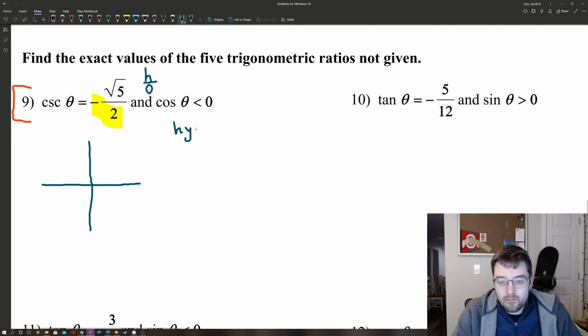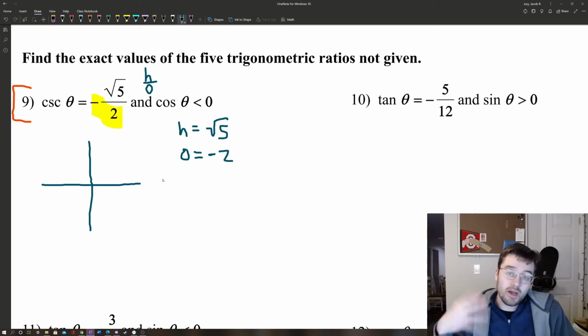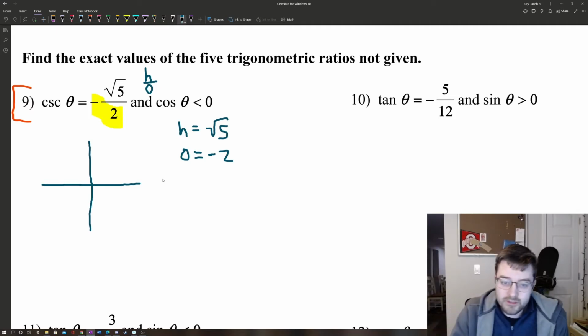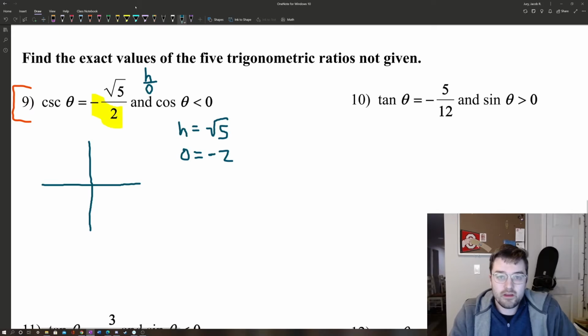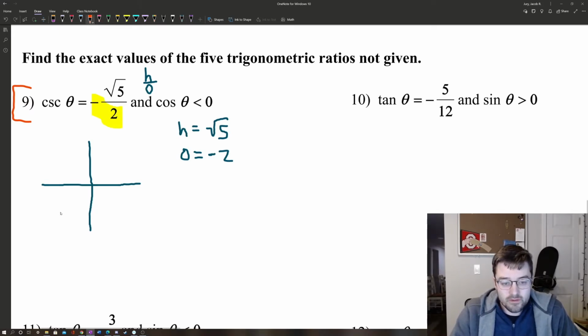So, I'm not going to spell that all out. I'm just going to put H. Our hypotenuse has to be positive radical 5, where our opposite needs to be negative 2. So remember, opposite is in reference to a y direction, so we know we're placing it in one of these 2 quadrants. We're placing it in 3 or 4.